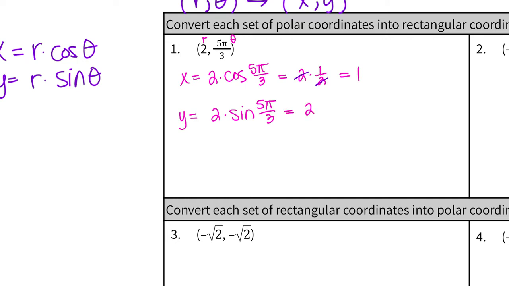To find y, 2 times the sine of 5 pi over 3. Again, I can find this on the unit circle. Sine of 5 pi over 3 is negative square root of 3 over 2. Again, this is pretty straightforward. The 2's cancel out, and all that's left is negative square root of 3. So if this is x and this is y, to write our coordinate in rectangular form, we just put them together: 1 comma negative square root of 3.